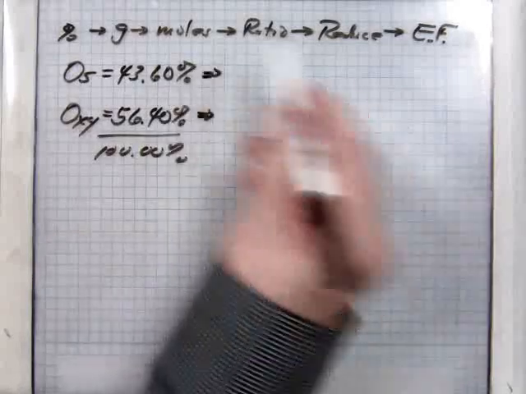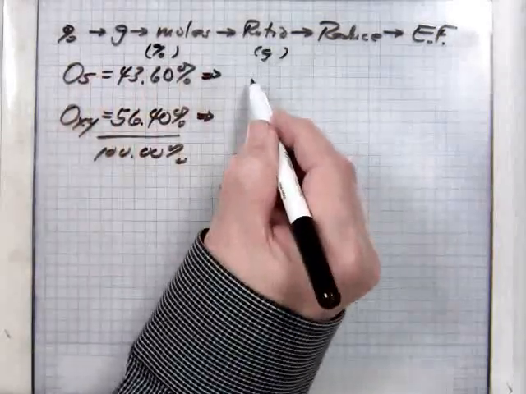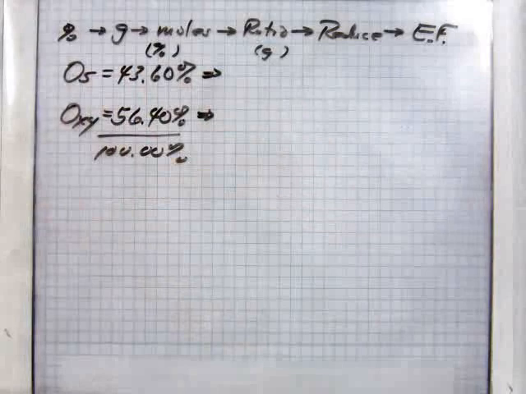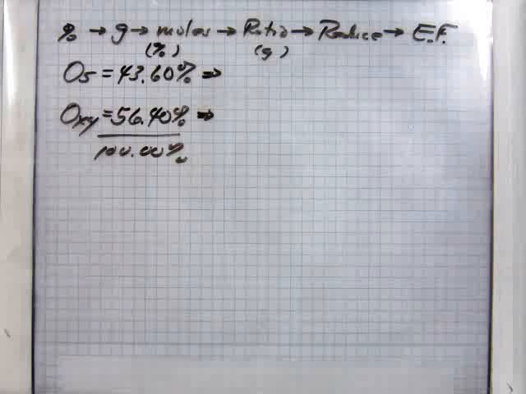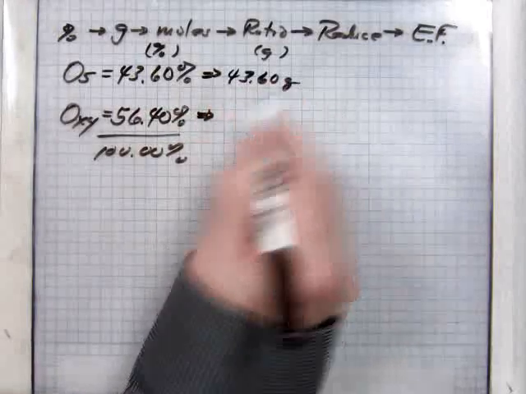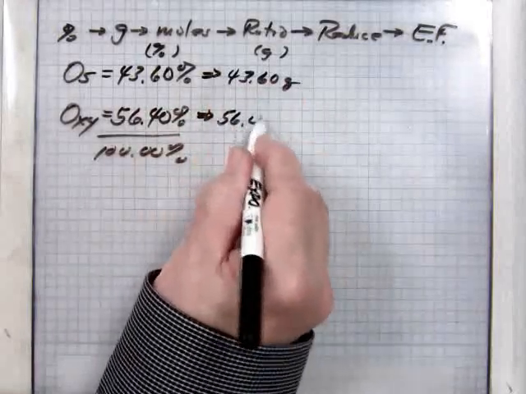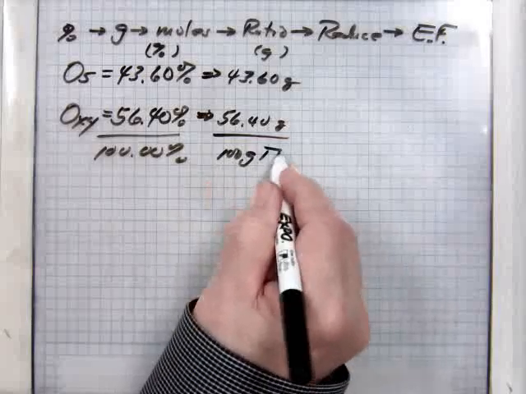So to get to grams, this is your percent, and you're going over to grams now. Just drop the percent, put a G on it, because the sum of the two refers to the 100% or 100 gram sample. That's all you're doing. So you go 43.60 grams and 56.40 grams. There's no trick here. 100 gram total weight.